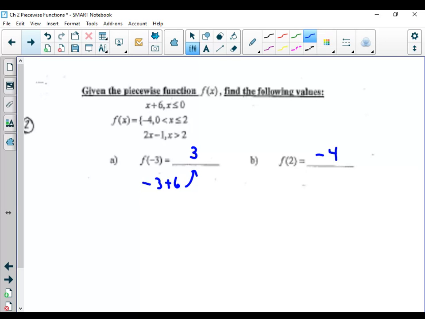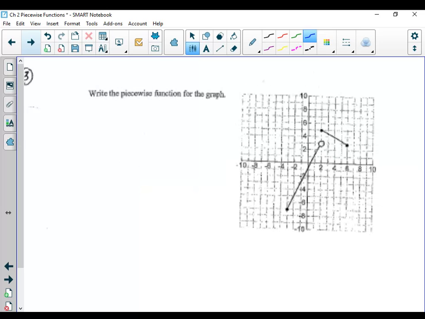So with piecewise functions, you may be asked to graph them. You may be asked to evaluate them. Or you may go in reverse, where they give you the graph and they ask you to find the equation of the graph. So this is like what we started with. So let's see if we can find the equation of this one.